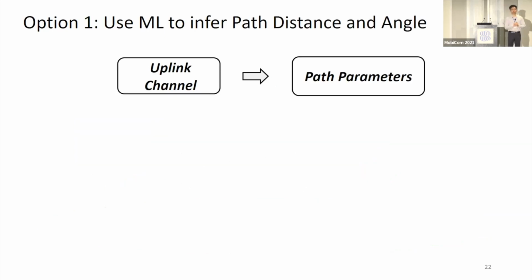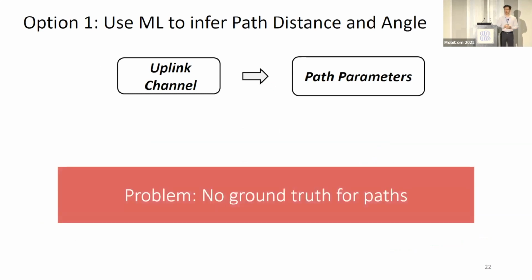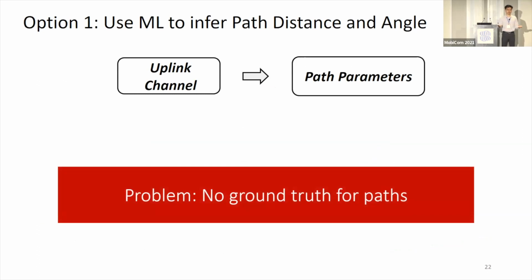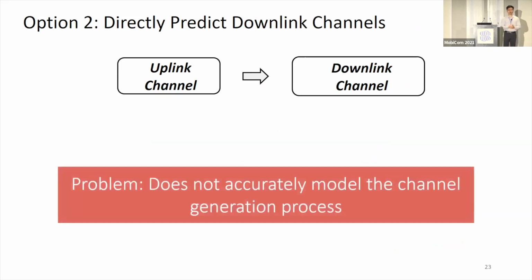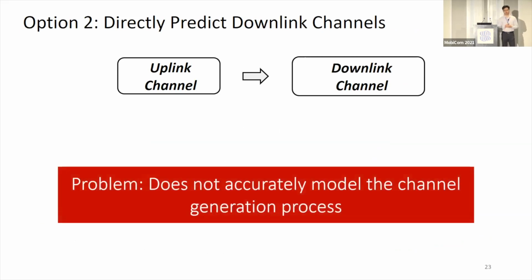So how should we use machine learning? There are two options. First, you can use machine learning to predict the path distance and angles. But the problem with it is how to train this model. We do not know the exact and accurate path that the signal will take. The second option is to directly predict the downlink channels. But the problem is this method is not accurate because it does not accurately model the wireless channel generative process.